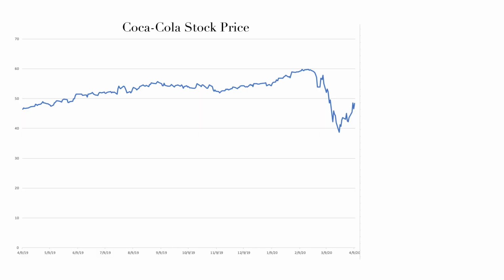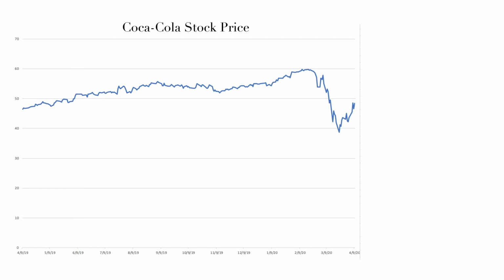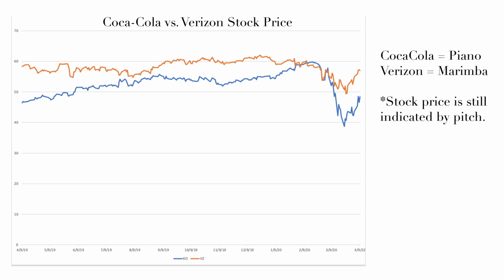For example, one of the ways that sonification is used is for stock market analysis. We could look at the data for a particular stock by assigning data points as specific pitches in the scale. Although here recently it probably sounds a little more like this. We could also pit 2 or more stocks against each other. We can differentiate those stocks by using different instruments for each stock.